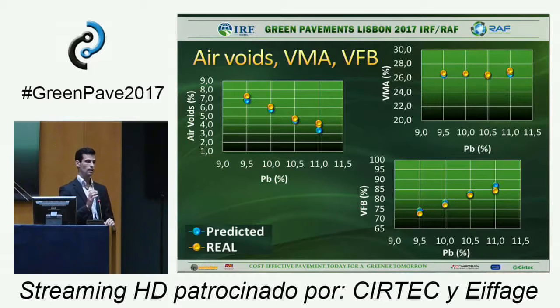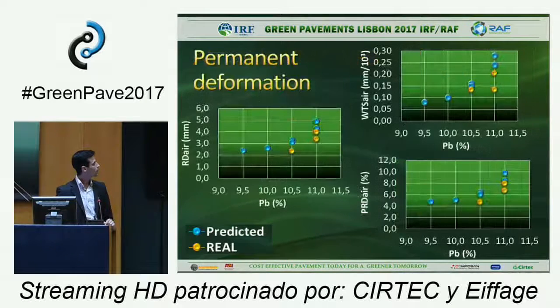Don't look at it like I'm going to get what I have in the lab. We have to see it as a prediction of the behavior, what is supposed to happen. On the next slide, I show you the resistance to permanent deformation. We tested according to the European standard. And here we have the rating that we have.